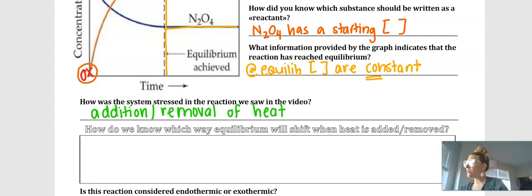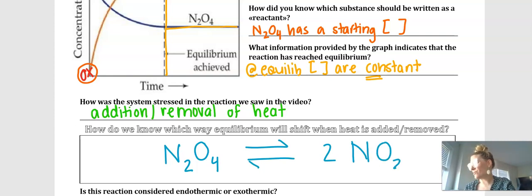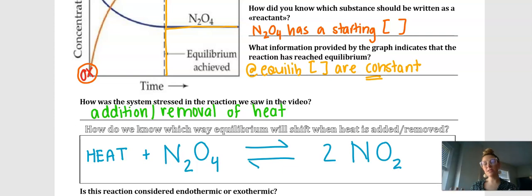So taking a look at our equation again, I'm going to jot that down here. We have N2O4 in equilibrium with 2NO2. And you may have caught this in the video, but if you didn't, our heat is actually going to belong over here with the N2O4. So this is our heat. And that heat could be written as kilojoules as well, but for now, we'll just leave it as a general heat statement. So is this reaction considered endothermic or exothermic?